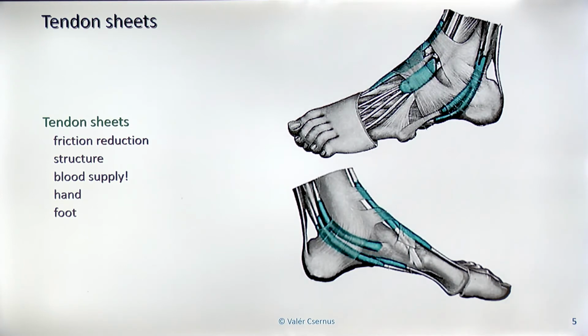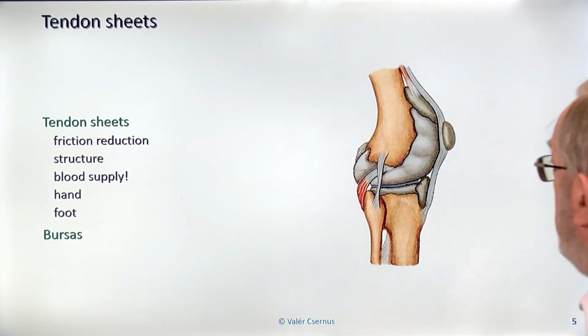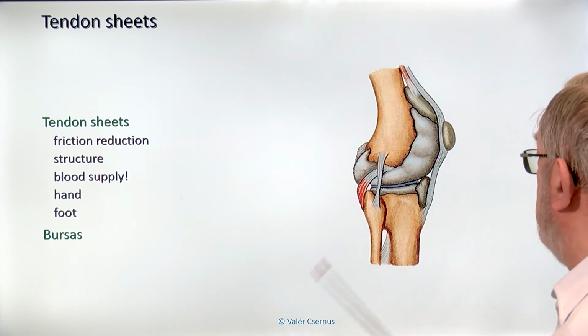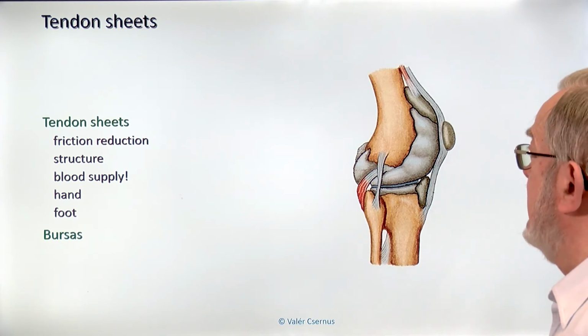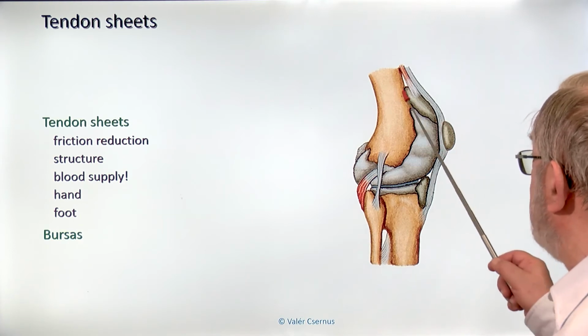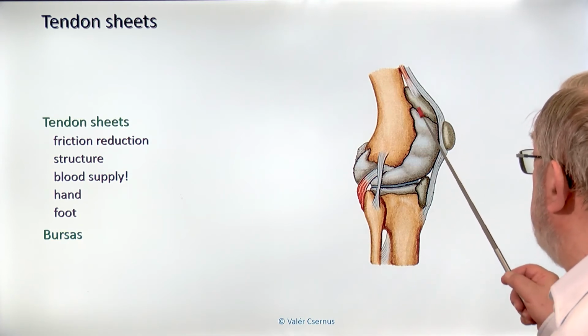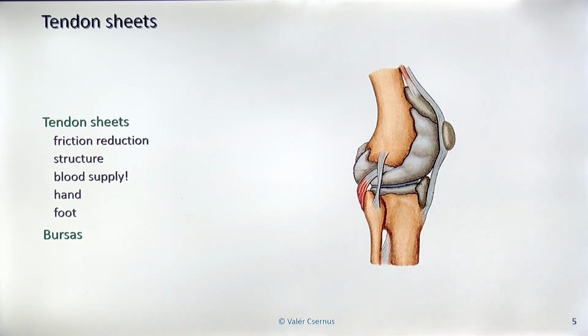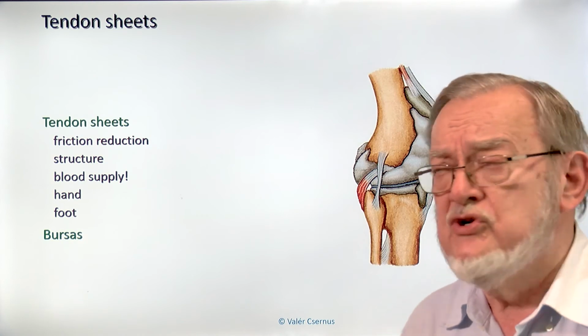Also we have tendon sheaths among others on the foot. We have a separate set for the extensors, for the peroneal muscles, and also for the flexors. Bursas are the next set in this area. These are flat bowl-shaped structures, fully closed, and inside also we have a kind of synovial fluid, the same slippery fluid as in the joints.